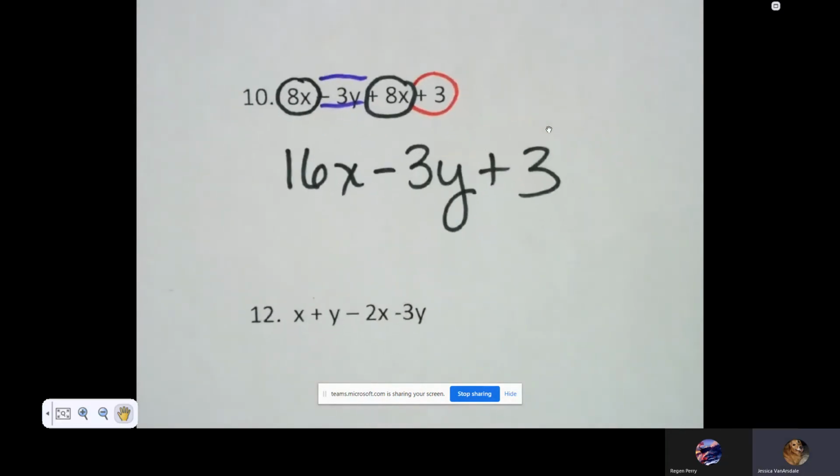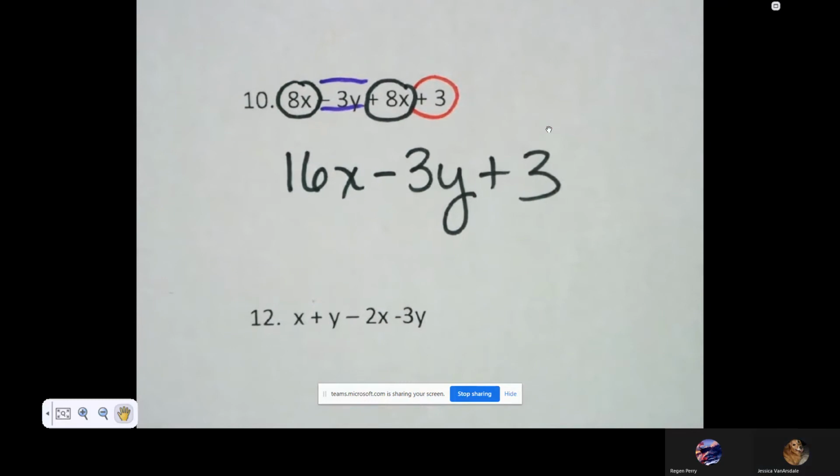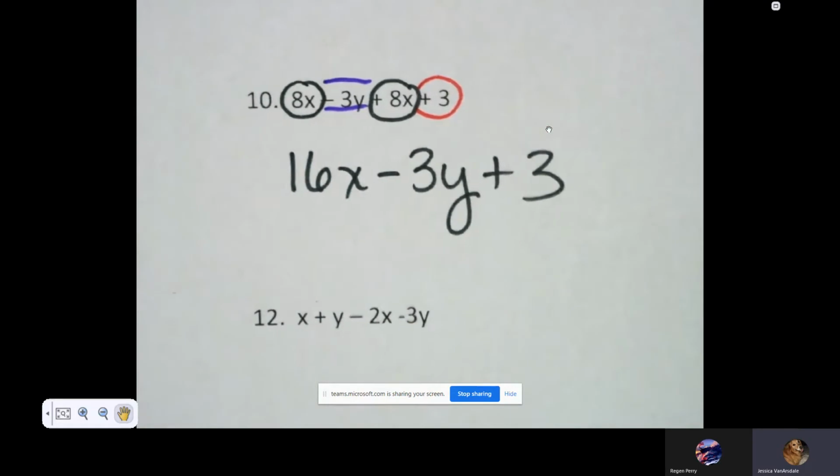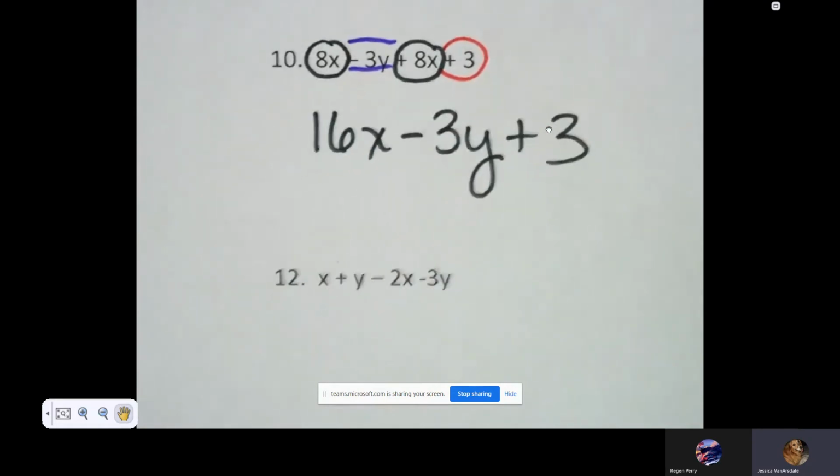All you have to do, Braxton, is add the two together, then bring everything down that doesn't go with it. If it doesn't go with it, you just bring it straight down. It's weird though, I will give you that. It's just something we haven't done. You just bring it straight down. It's okay, I was overthinking it.